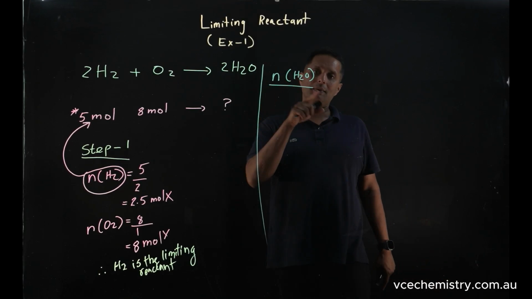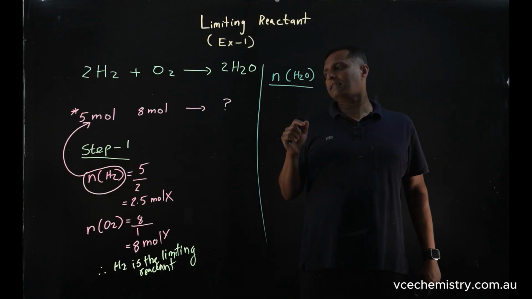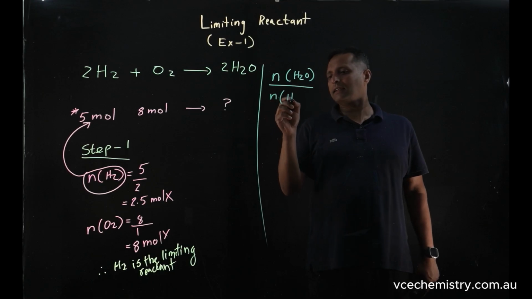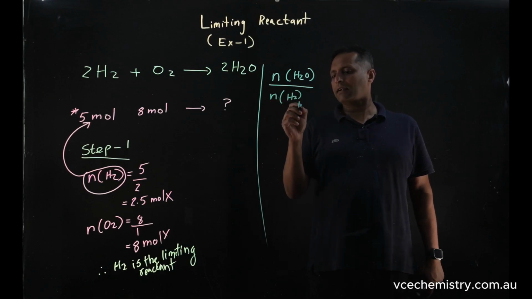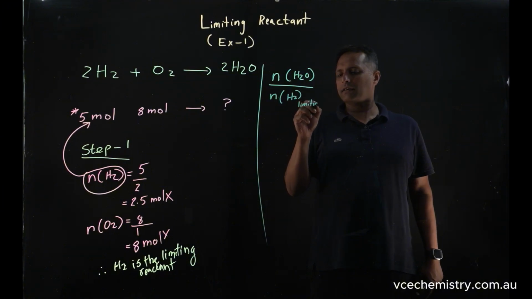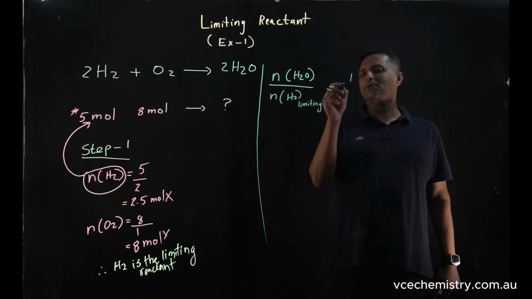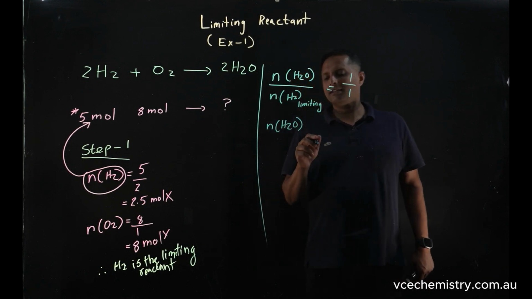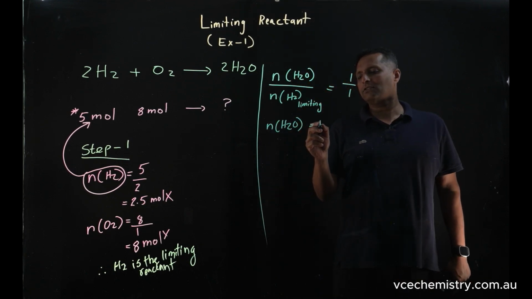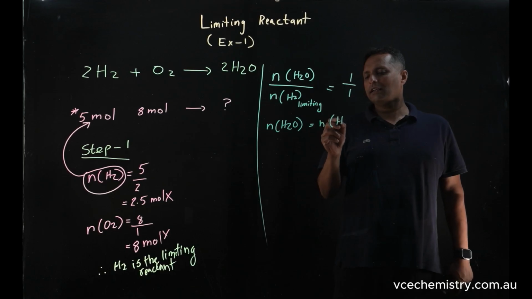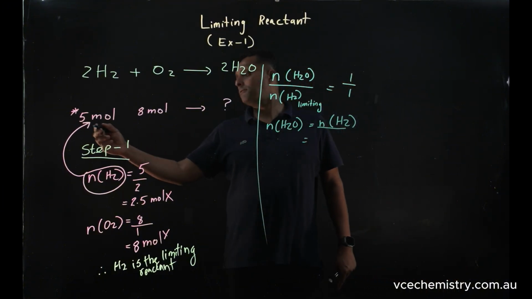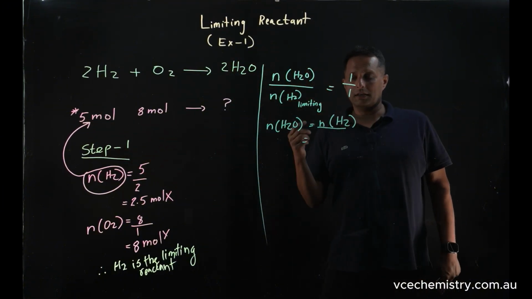Your known is always going to be the limiting. In this case, the limiting is hydrogen. The ratio is 1-to-1. Therefore, the number of moles of water that is going to be formed is equal to the number of moles of hydrogen, which is our limiting. So the number of moles of hydrogen is 5, because we worked that out. That's the limiting number of moles.